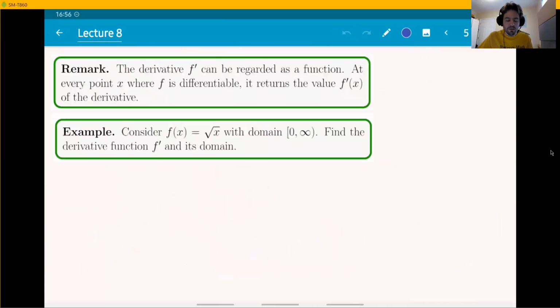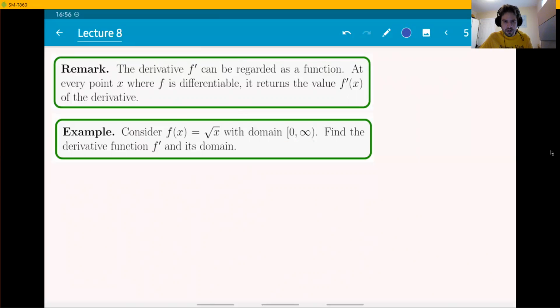Now here's a remark. Basically, this remark is telling us, instead of having a point like the point 2, we can have a general point, a variable x. So the derivative f prime can be regarded as a function. What it means is that at every point x, where the function is differentiable, it just returns the value f prime of x. So look at this example here. Consider the square root function with the domain of 0 to infinity, with 0 included. That's the domain of the square root. They're saying, find the derivative function f prime and its domain.